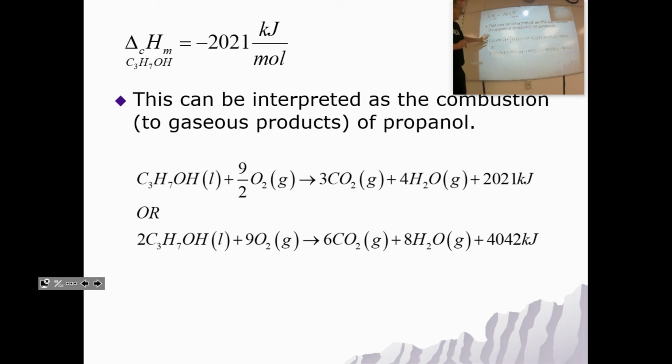So here, there's our molar enthalpy. Here is our thermochemical equation for this. I've interpreted it in 2 ways. One, I've used fractions, 9/2. I still am only reacting 1 mole of the propanol. I'm getting out 2,000 kilojoules. If I balance it with integer coefficients, I'm going to get out 4,000 kilojoules because I am now combusting 2 moles of the propanol. If I was to double that, I would get 8,000, and so forth. So that's how I interpret the molar enthalpy into thermochemical reactions.